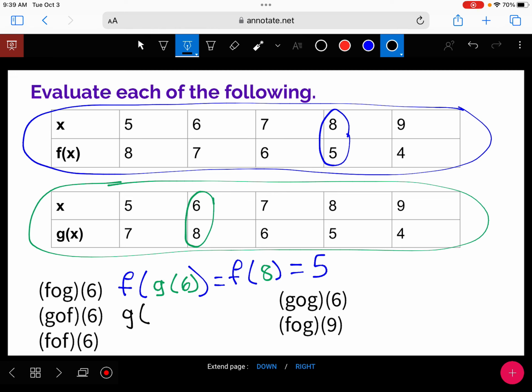G of f of 6. What is f of 6? 7. So we're really looking at what is g of 7? 6. So g of f of 6 is 6. And I'm running out of space because I wrote this in a really big font. So let's do this g of 6 so that I don't run out of space here.